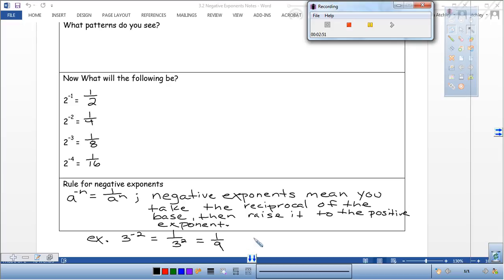Okay, then we have another example. I'll put it here. What about 1 over 2 to the negative 2? What's the reciprocal of 1/2? 2 over 1. So that equals 2 over 1 squared, which is just 4 over 1, which is 4. Okay? Yes?